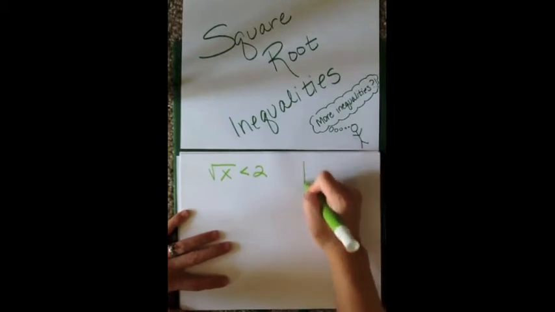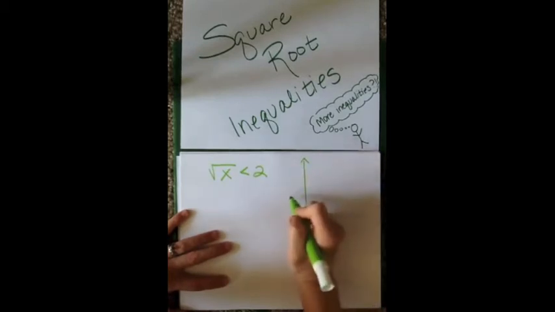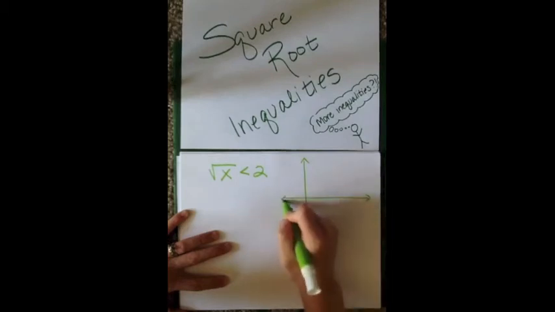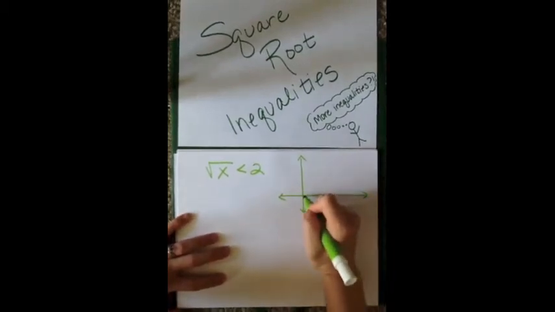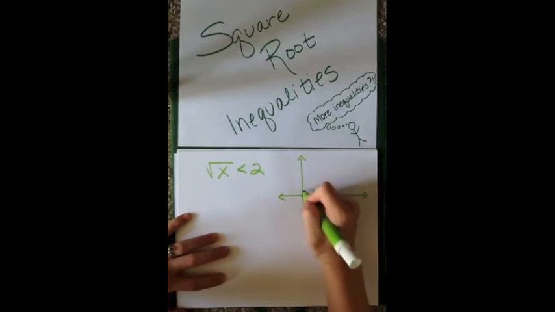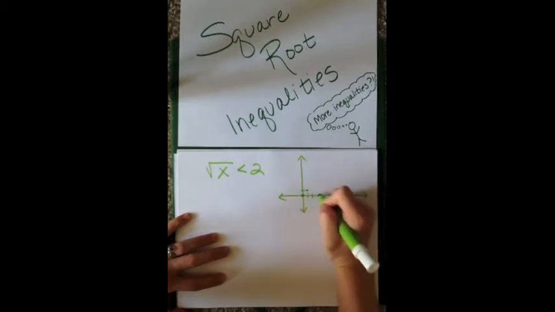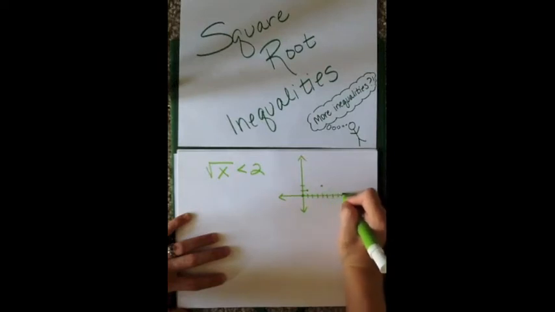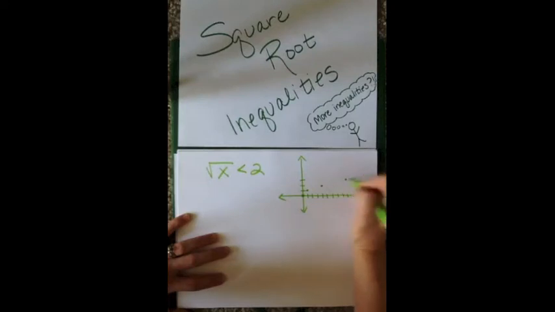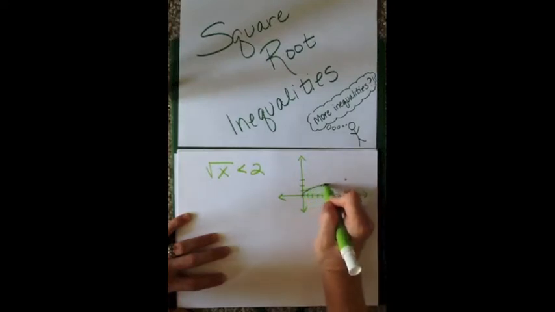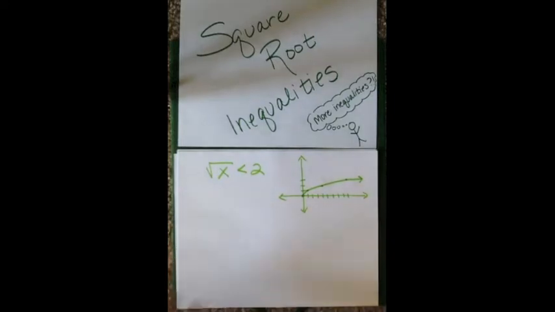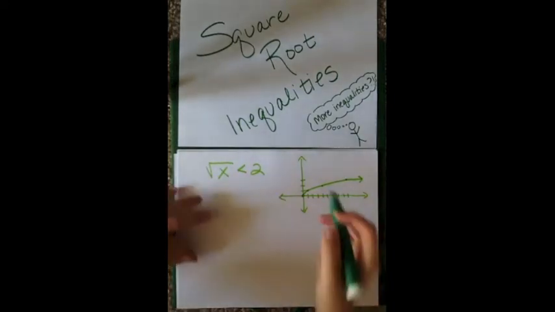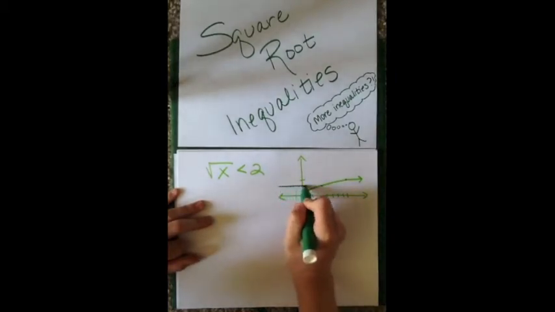So if I look at my graph, I know what the square root of x looks like. I know it starts at 0, 0, 1, 1, 4, 2, and 9, 3. Okay, and then if I look at y equals 2, that's this line right here.